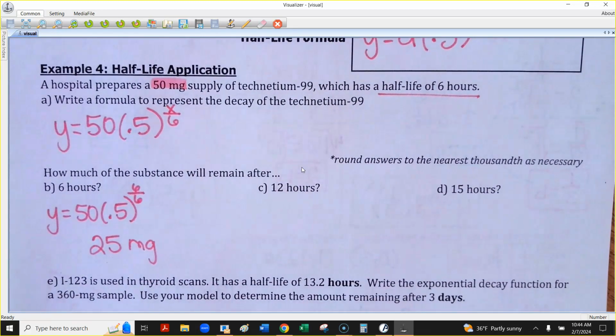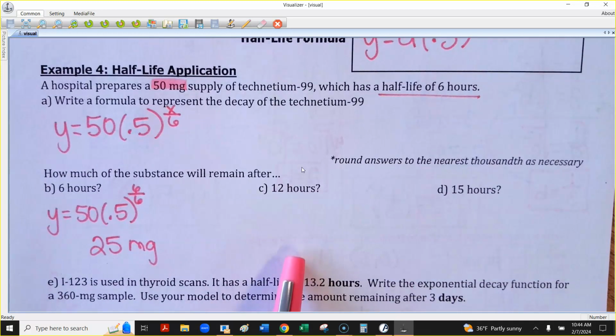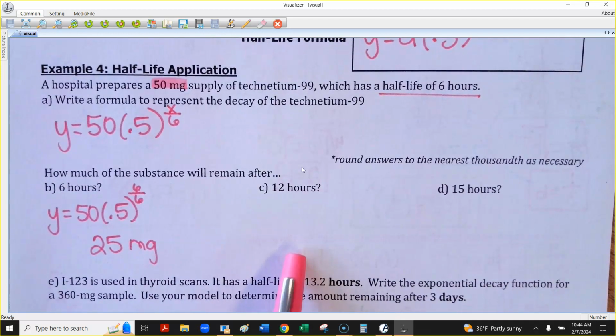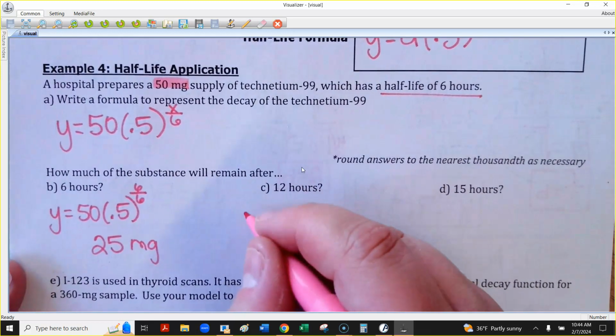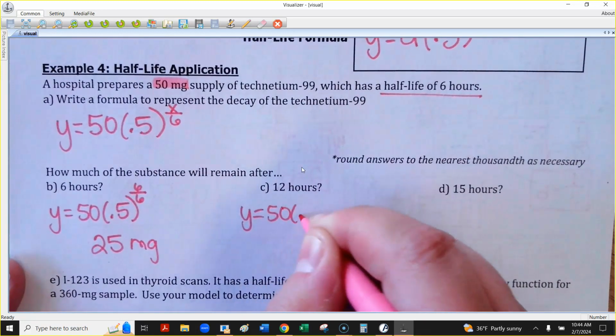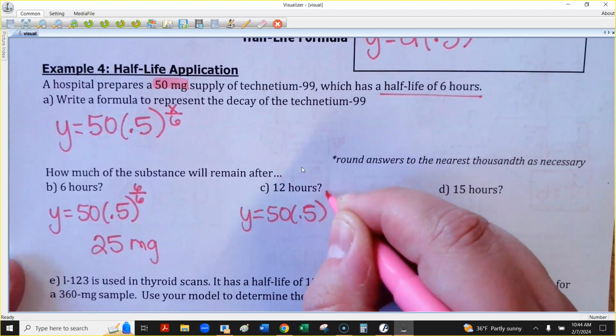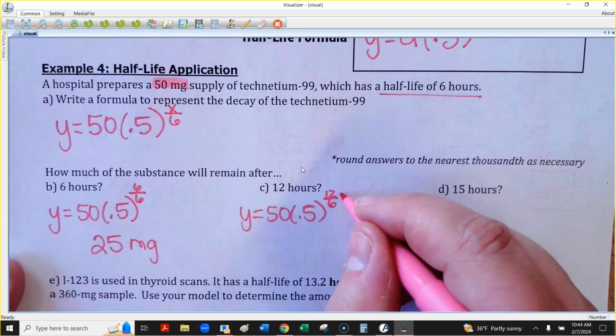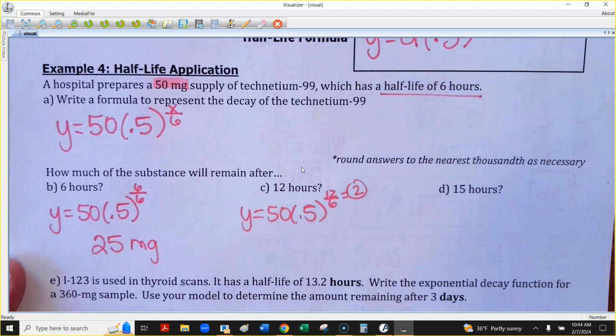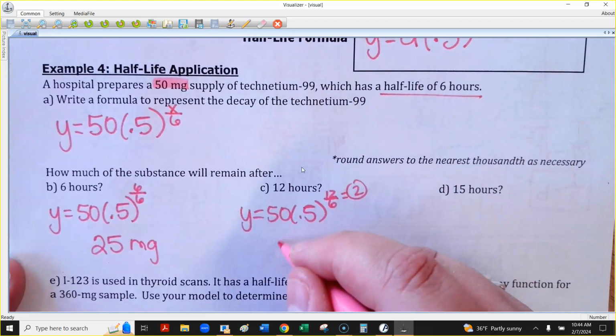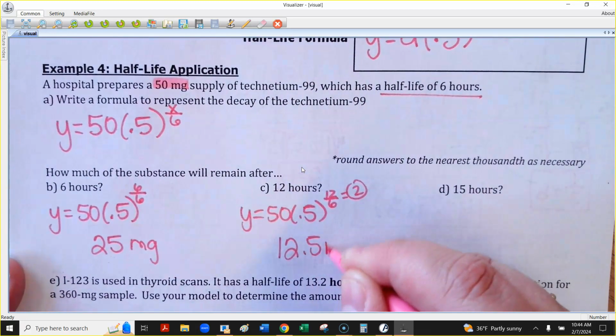Does that make sense? Because you got one half-life there is what's going on. So that's why that exponent's a little bit trickier. So it takes 6 hours for this to cut in half. Does anybody know what it would be after 12 hours? It would just be another half-life. So this would be 50, you don't have to write this out, 0.5, this would be 12 over 6, but that exponent is really 2, so it would be 2 half-lives, so I'm cutting it in half twice. So this would be 12.5 milligrams.